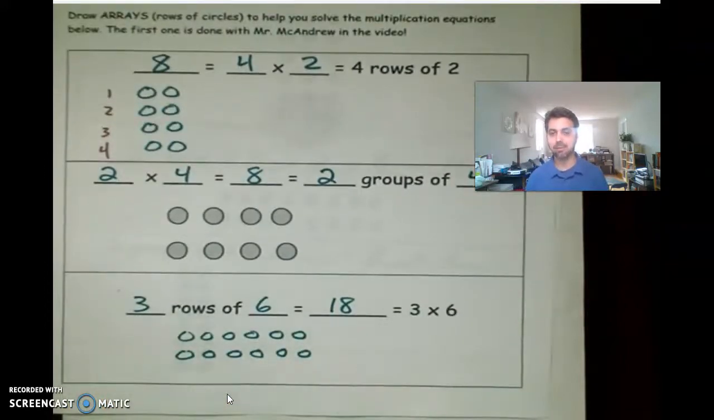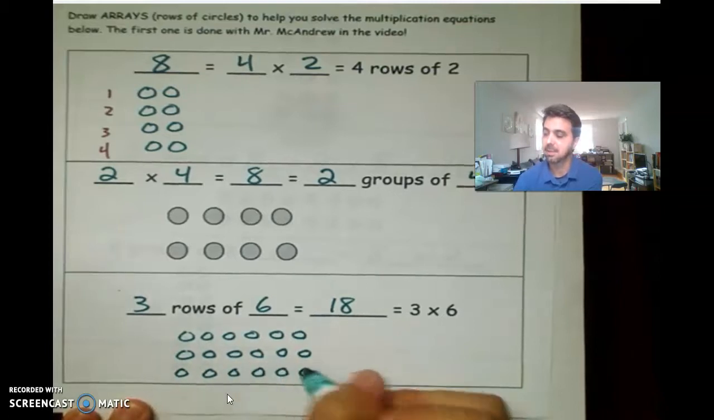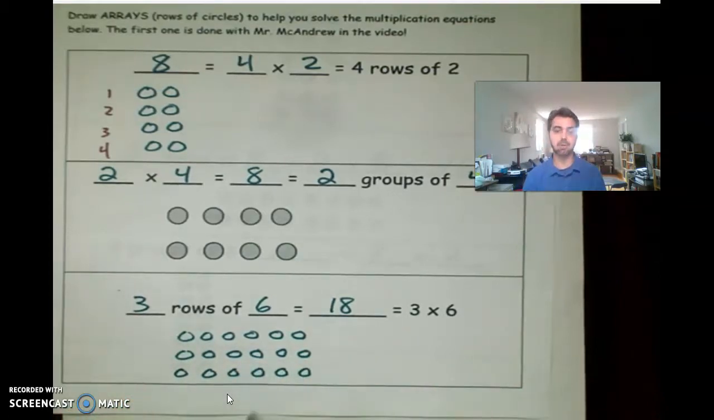Down here we have 3 rows of 6. Did I only draw 2 rows of 6? Mr. McAndrew made a mistake, but you know what happens when you make a mistake and you learn from it? Your brain grows. Bam, my brain just grew. So I'm going to draw 6 more. So I drew 3 rows of 6, which you should have gotten 18, okay?